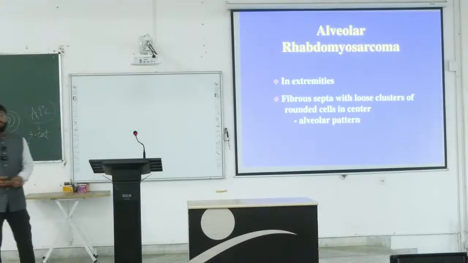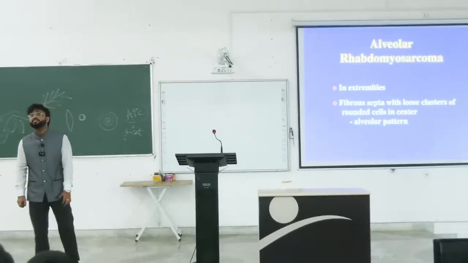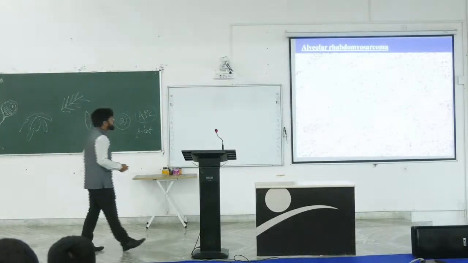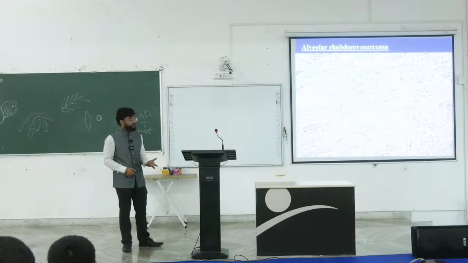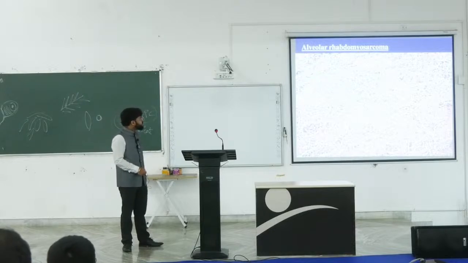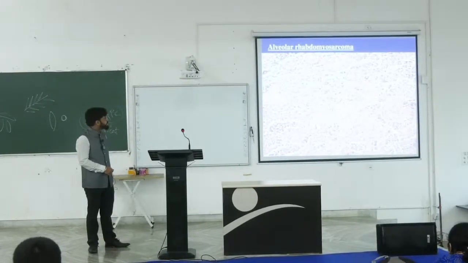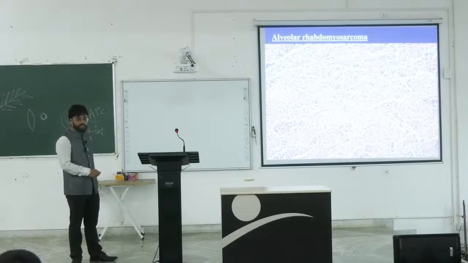Thirdly, alveolar rhabdomyosarcoma. Why is it known as alveolar? Because the cellular arrangement looks like fetal alveoli. Small round cells are present in a loose background, and the arrangement is to some extent like alveoli. The cells are present along the fibrovascular pore, lining the fibrovascular pore, in a loose background.